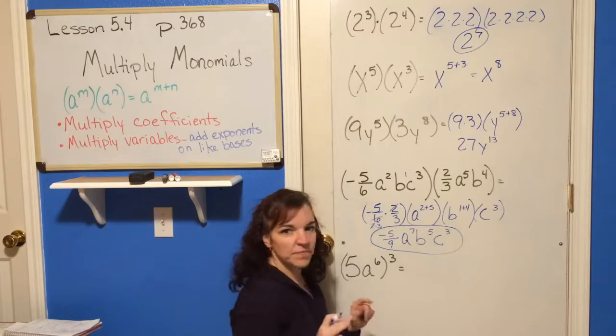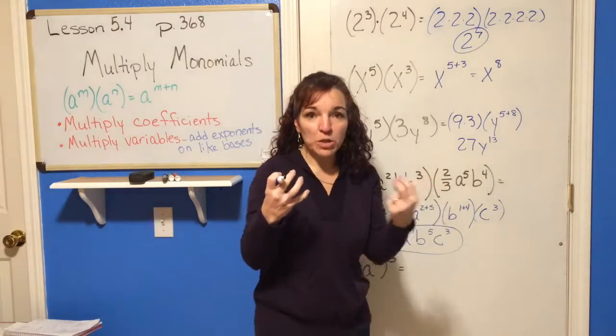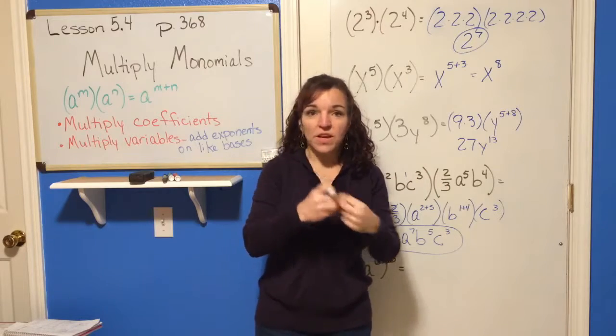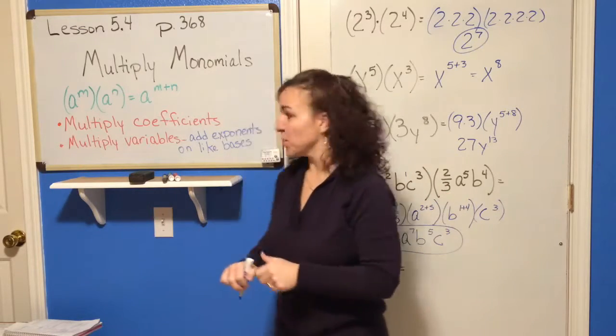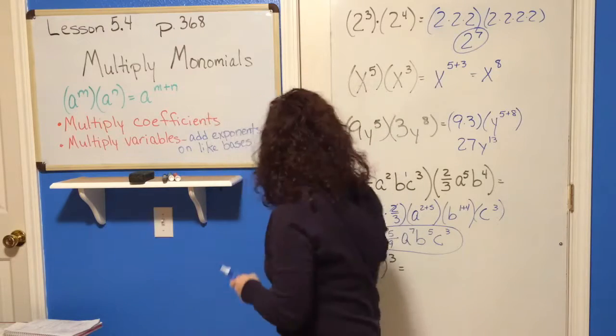All right? Easy. So first multiply your coefficients and then go through and find like bases and just add their exponents. Easy, easy. All right.